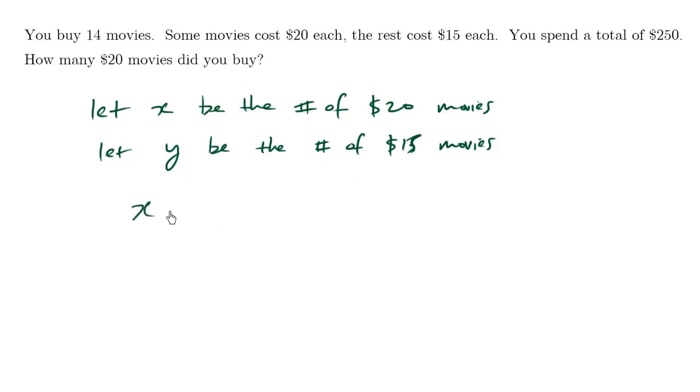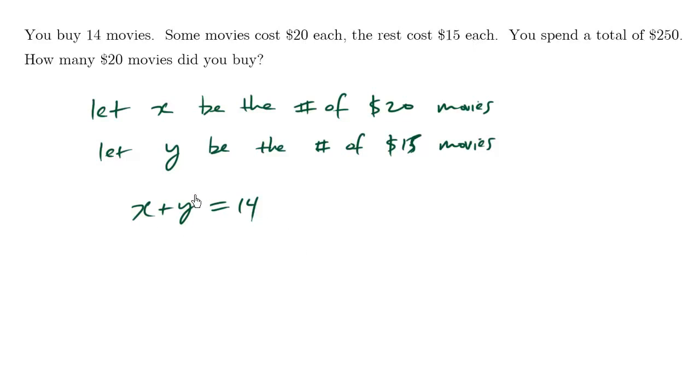So X plus Y, rereading the question, is 14. Because we have this many movies and this many movies, and when you add them up, you have a total of 14 movies. Look at what other information we're given. We're given $20 and $15.